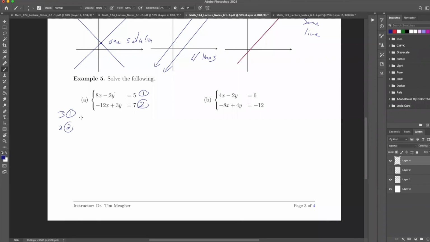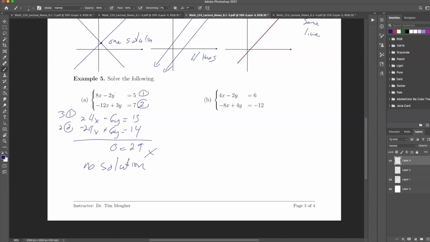And so here I get 24x minus 6y equals 15. And then if I multiply this by 2, I get minus 24x plus 6y equals 14. So I've done what I decided to do, which is get rid of my y. But notice what I've also done: I've also gotten rid of my x. 24x minus 24x is 0, 6y minus 6y is 0, equals 29. If you have 0 equals a number, this is never true, and so this is no solution.